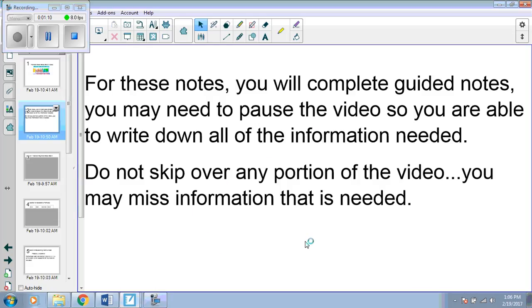So again, for this set of notes, you guys will have guided notes or a form of guided notes. You guys are going to write in quite a bit. So please, please, please make sure you pause the video in order to get down all the needed information. If you need to, go ahead and run through the whole slide, see everything that I'm expecting you to write down, and then go back and listen to what I have to say corresponding with each. Do not sell yourself short, okay? Like I said last time, do not skip over any portion of the video. You may miss some information that is needed for the upcoming assignments as well as the upcoming exam.